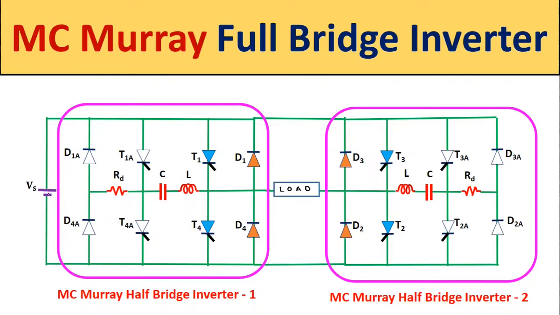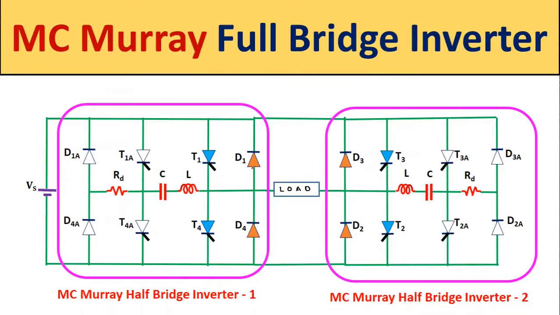and the input voltage source Vs is connected across the terminals, whereas in the half bridge inverter circuit we were using 2 voltage sources of half of this value, that is Vs by 2 and Vs by 2, whereas in this circuit we are using the voltage of Vs across the terminals of the circuit.